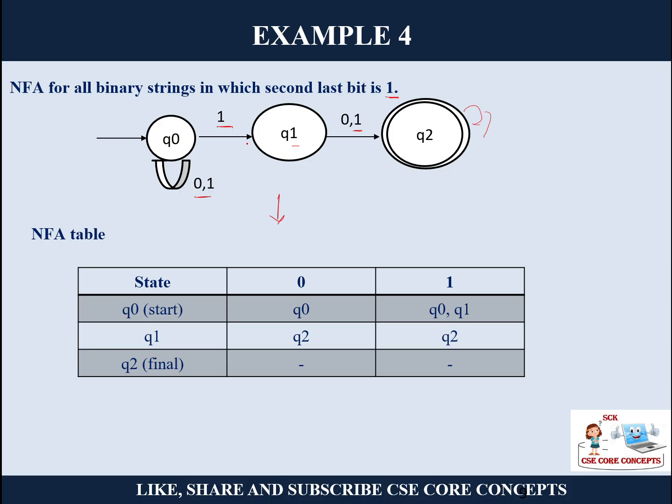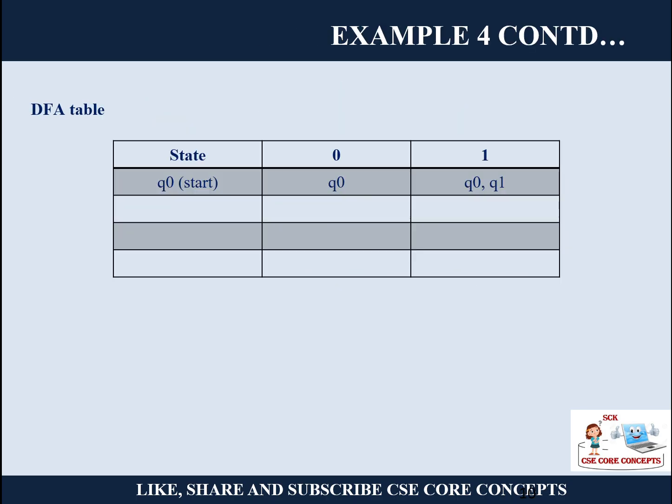Okay, not a problem. Now based on this, you created the table. So Q0 on 0 input, you will remain in Q0 state. With 1 input, you go to either Q0 or Q1. With Q1, with either 0 or 1 input you go to Q2 state, and for Q2 you have mentioned nothing. That is why it is an NFA. Now let's create a DFA. The same way, the first row will be as it is.